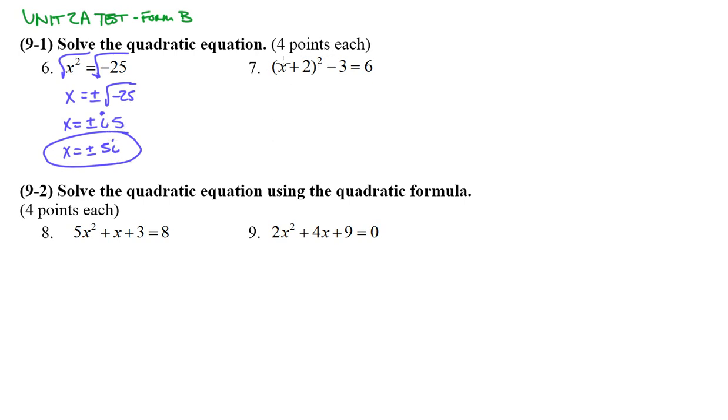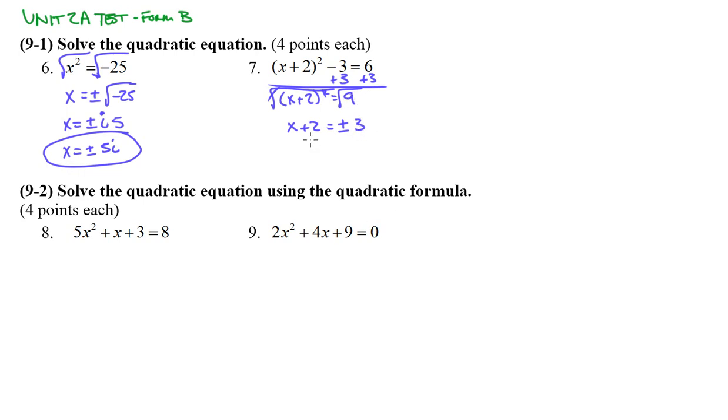This one over here, we're going to eventually want a square root, but we have to get it so that whatever's being squared is all by itself on one side first. So we have to get rid of this 3. It's negative 3, so we have to add 3 to both sides. x plus 2 squared equals 9. Now we square root both sides. So the square and square root cancel each other out, and we get x plus 2 on one side. Remember, whenever we square root something, plus or minus. The square root of 9 is 3.